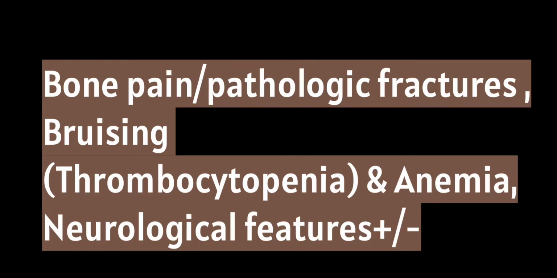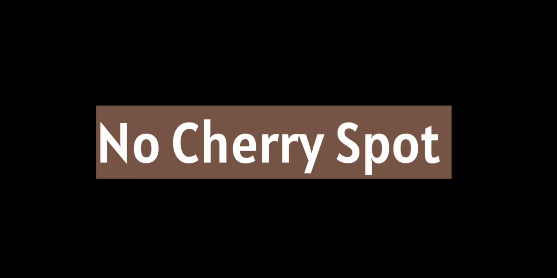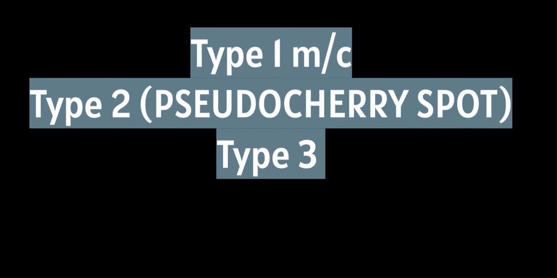Other clinical features are bone pain, pathological fractures, bruising, thrombocytopenia, anemia, and neurological features may be present or absent. There is no mental retardation, there is no cherry red spot, but as we know, Gaucher's disease is of three types, type 1, type 2 and type 3. Among these three, the most common type is type 1 Gaucher's disease.